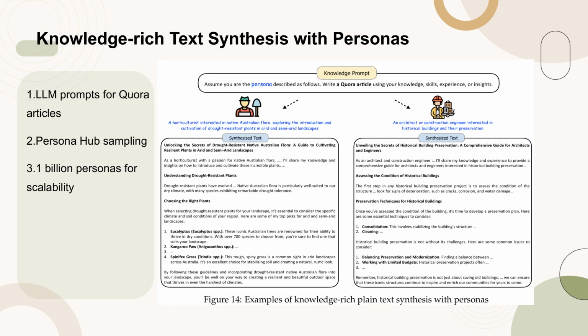Figure 14 demonstrates the synthesis of knowledge-rich plain text using personas. The process involves prompting an LLM to write Quora articles based on personas sampled from Persona Hub. This method leverages the LLM's knowledge and perspective, resulting in informative content. By scaling with 1 billion personas, a vast array of knowledge-rich text can be generated covering diverse topics.